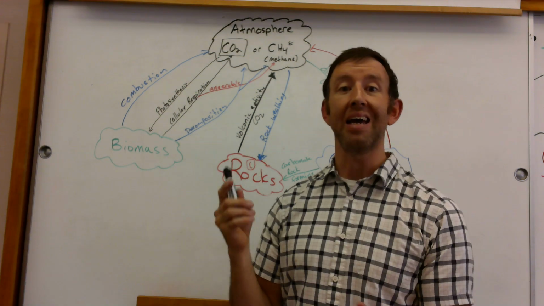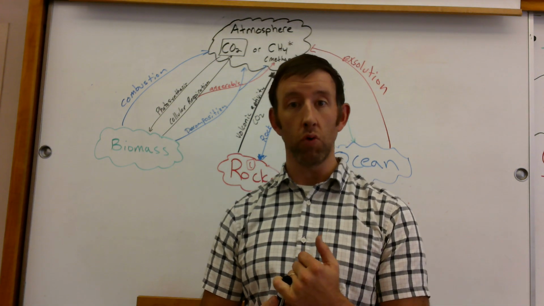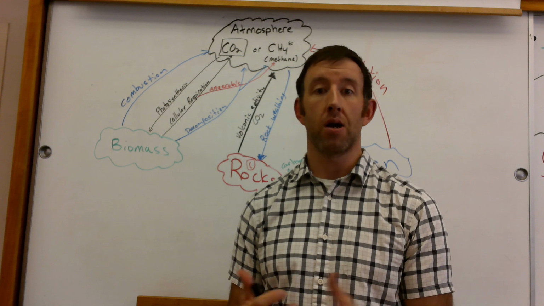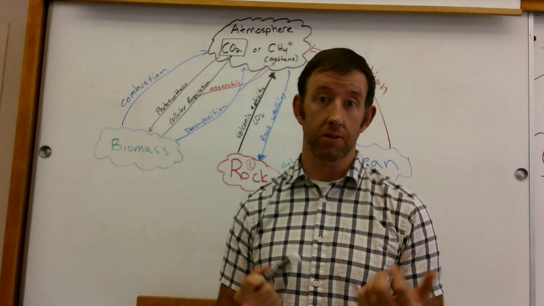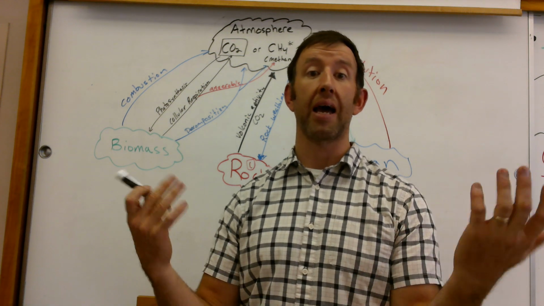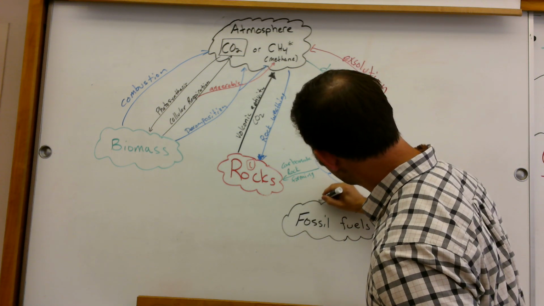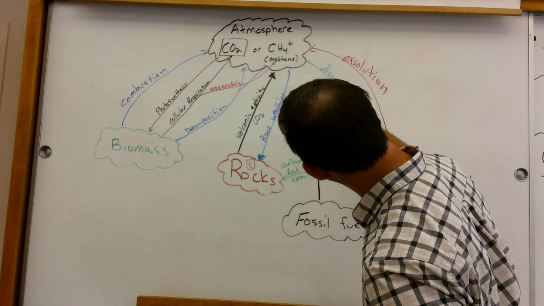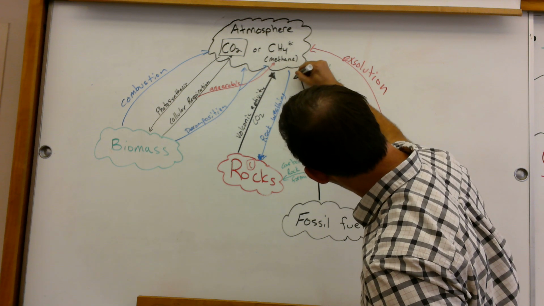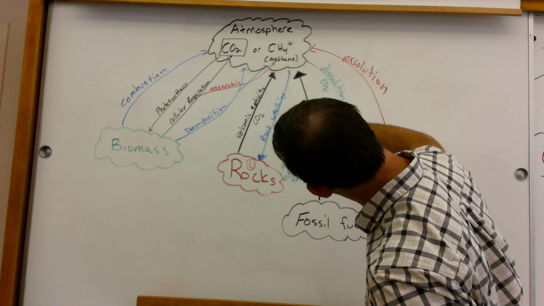Now, whenever you burn a carbon-containing fuel, the primary byproduct we're going to get from that is carbon dioxide, which is a gas, right? And so you'll notice here, I'm going to put a single arrow coming from fossil fuels up to the atmosphere, and that is combustion.